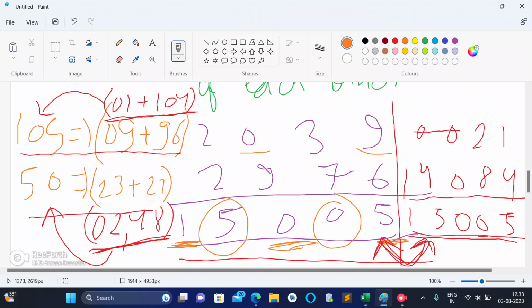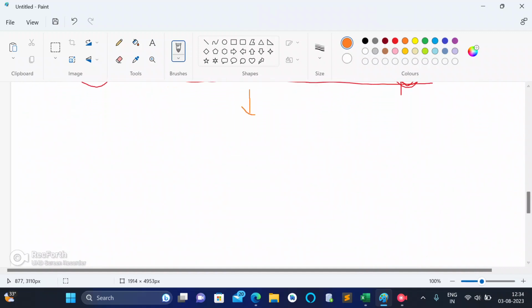So what I'm saying is, if I replace this 09 with 01 and this 96 with 104, similarly, if I replace this 23 with 02 and this 27 with 48, then also my answer comes out to be the same. It means I only need to find the number of ways to represent 105 as the sum of two numbers and the number of ways to represent 50 as the sum of two numbers. Then I should take the product of both of them.